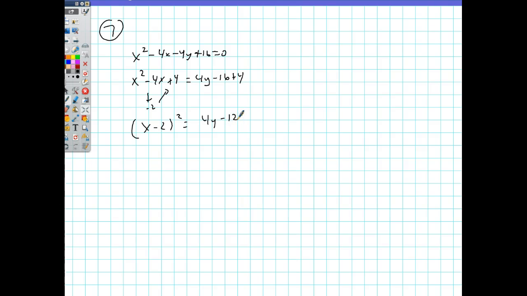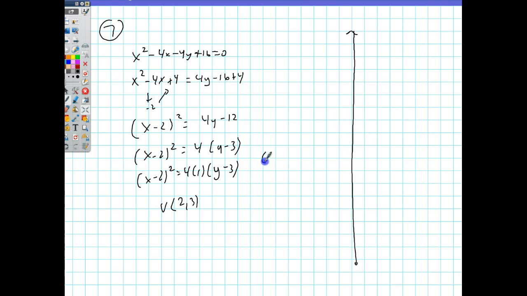Agreed? Now, I can't have a number in front of that y, so I must extract it by factoring, correct? So I get x minus 2 squared equals 4, y minus 3. Agreed? 4 has got to be a 4p, so what is p? 1. So I need a 1 in there. So I got x minus 2 squared equals 4 times 1 times y minus 3, and I've got my ready-to-go form. Where's my vertex, by the way? I can do it directly from this now. 2, 3. So I'm going to set up my graph paper with a point 2, comma 3.